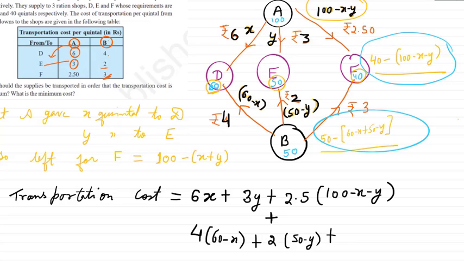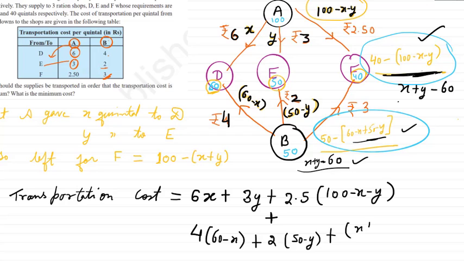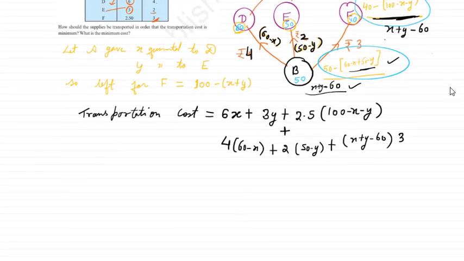As I told, either you can take this one or this one. It's your wish. This one looks smaller, so we can take this one. But actually, after solving these two you'll get the same. I'll show you: if you solve it, you'll get just x plus y minus 60. So B is giving to F only x plus y minus 60, and the cost of this is rupees 3. So this is the transportation cost, which gives you the equation for transportation cost.